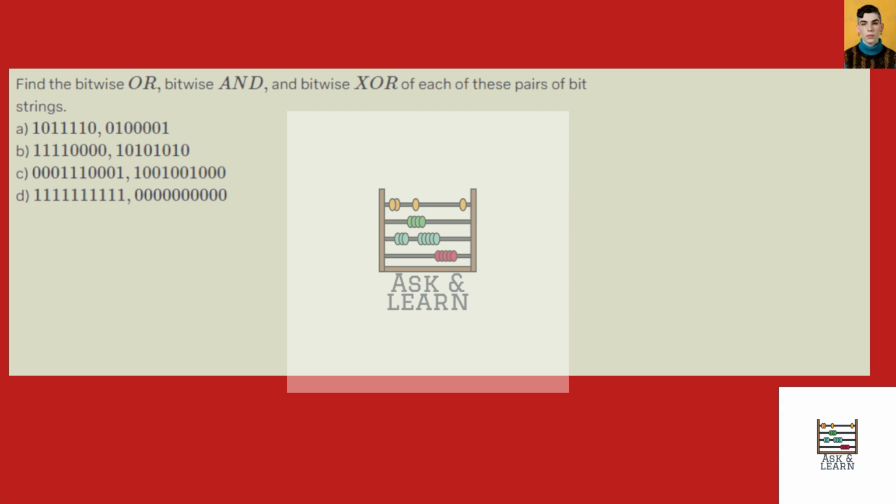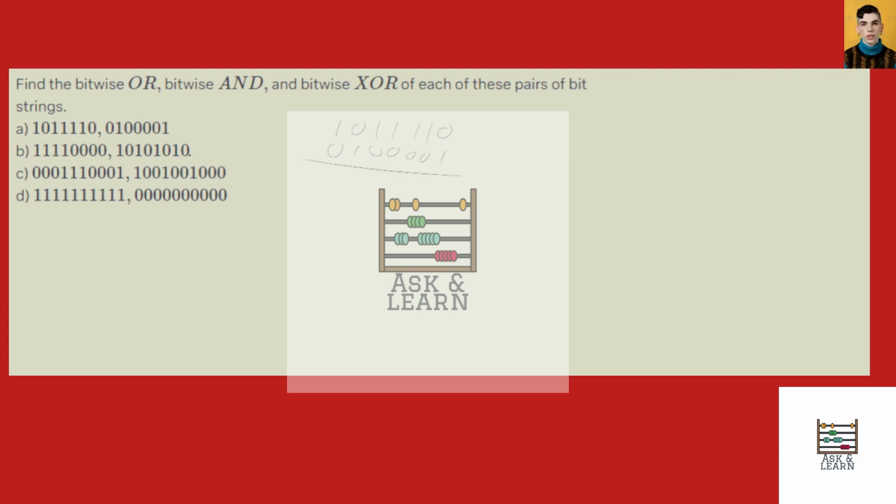We would like here to find the bitwise OR, AND, and XOR of each of these pairs of bit strings. So I'm going to write them out vertically to make this a little bit easier on us. 1, 0, we got 4 ones here, 1, 1, 1, 1. Let's write this out a little bit more evenly spaced. 1, 0, 1, 1, 1, 1, 0. And then 0, 1, and then a ton of zeros until we get to 1.